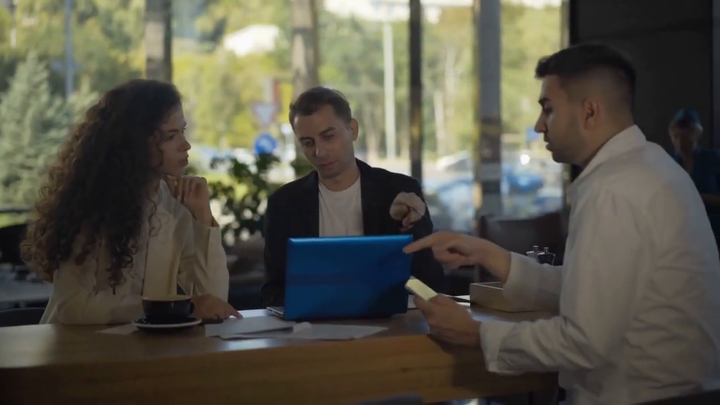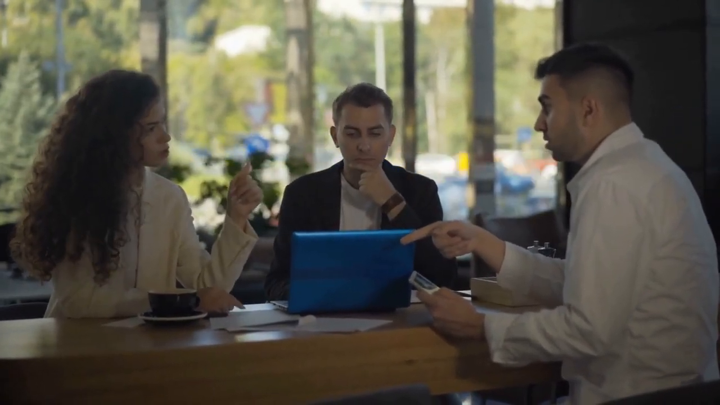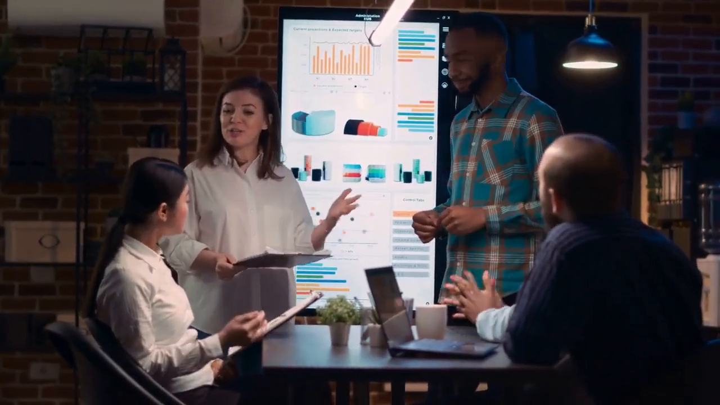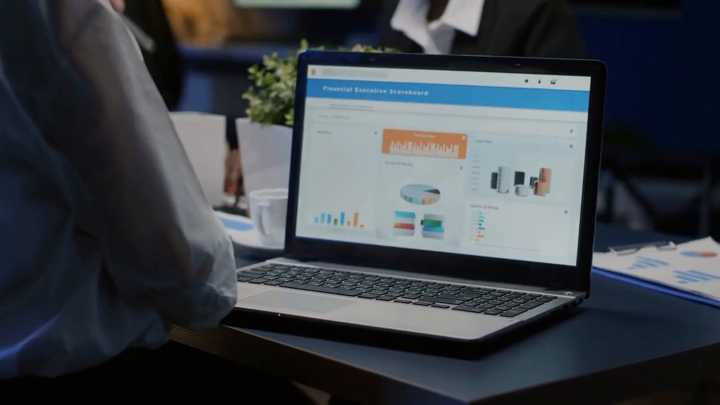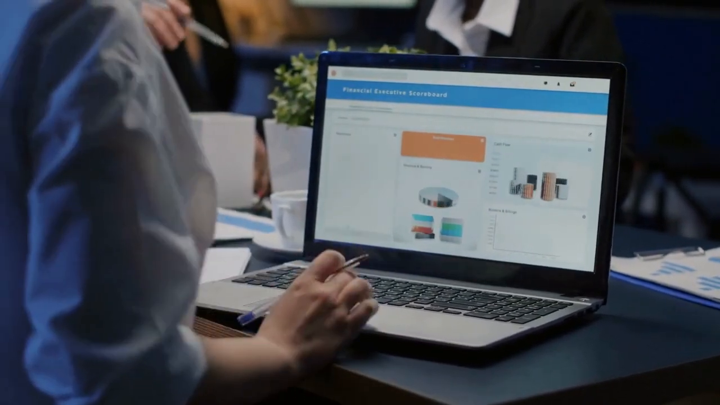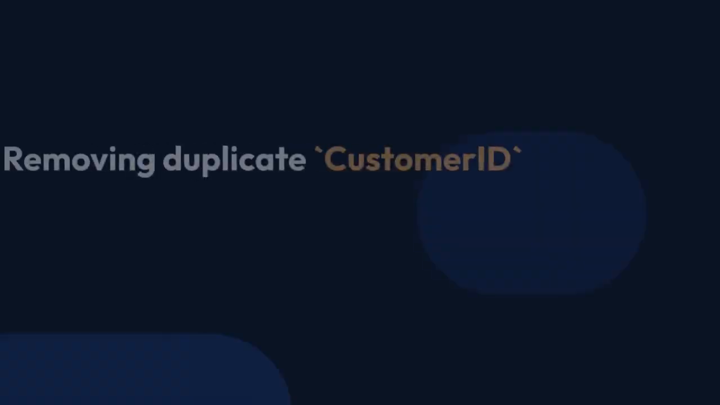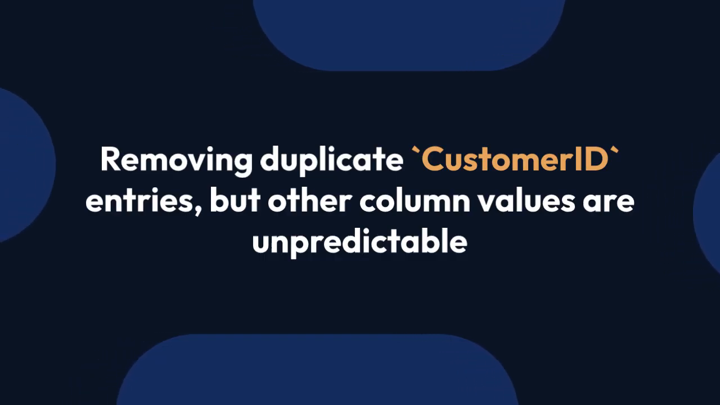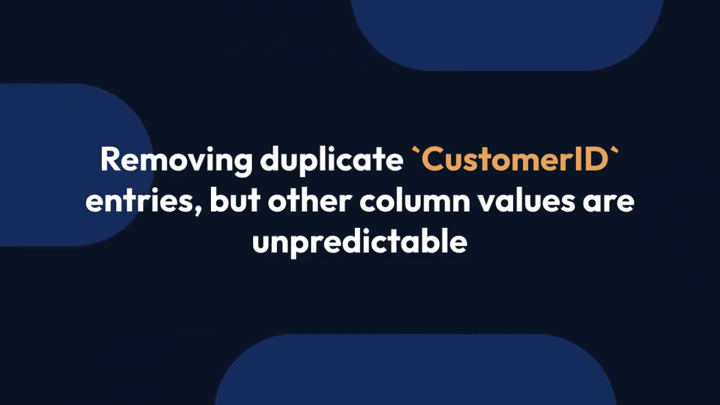SQL will choose arbitrarily which row's name, city, and country values to display for each customer ID. There's no guarantee that it will choose the same row every time you run this query. This is because, without aggregate functions specifying how to combine multiple rows with the same customer ID, SQL is free to choose one row from each group. Therefore, you're effectively removing duplicate customer ID entries, but other column values are unpredictable and may change on subsequent executions.